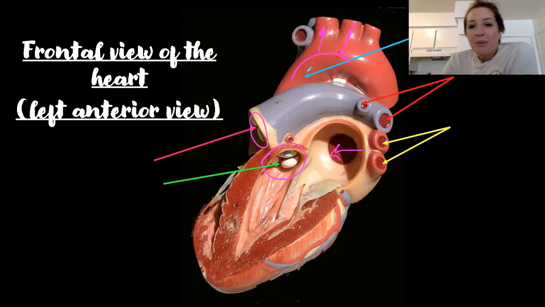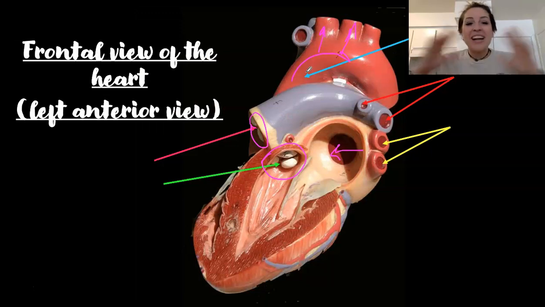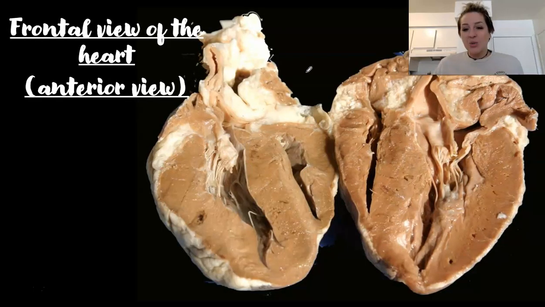Okay, so before I move into that, everything's fine and dandy when we're looking at a model, but this is not actually how hearts look in person. So let's try practicing that on an actual heart, because when we test you guys, we want you guys to be familiar with a dissected heart. So you guys should be familiar with dissected hearts.